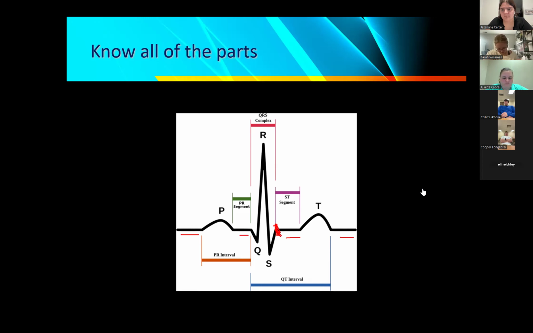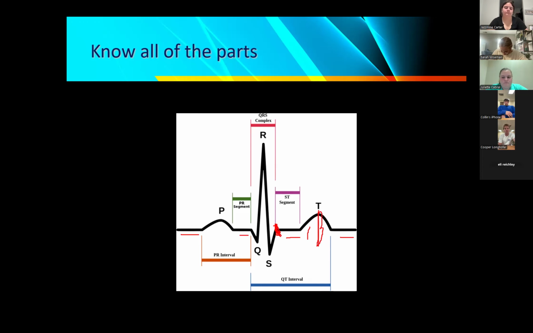Now, we're not done with the T wave, okay? So as we come right over here to our T wave, we're going to split it in half. Cooper, the front half of this repolarization phase is known as what? No, all of the T wave is repolarization, but the front half of the T wave represents the absolute refractory period.